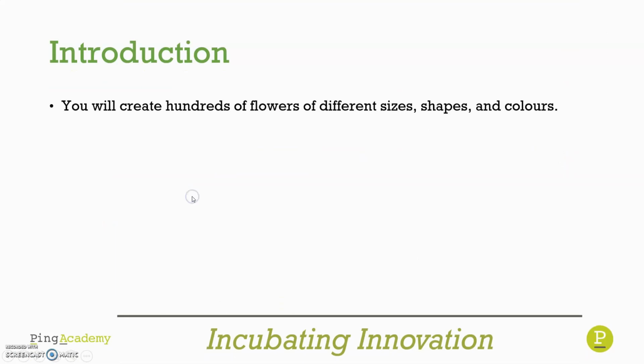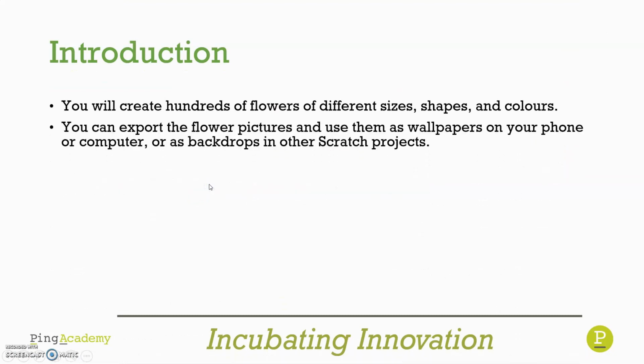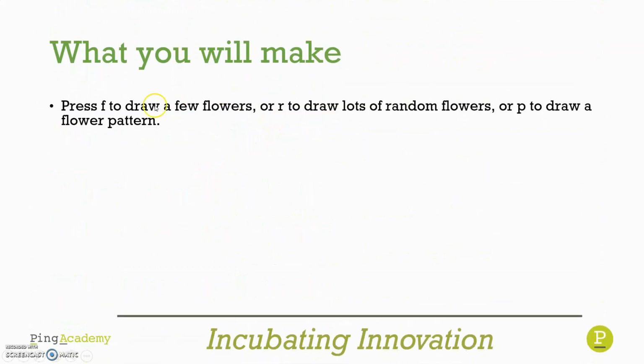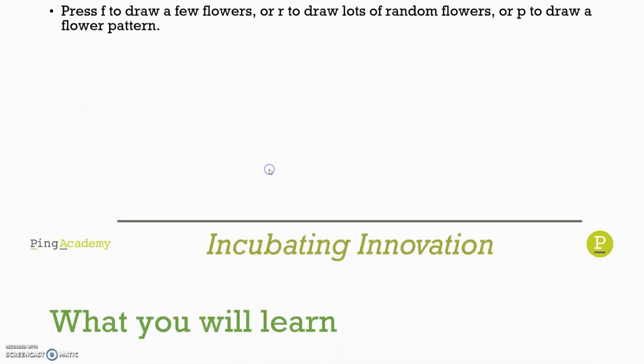In this video, you will create hundreds of flowers of different sizes, shapes, and colors. You can export the flower pictures and use them as wallpapers on your phone or computer or as backdrops in other Scratch projects. Press F to draw a few flowers, or R to draw lots of random flowers, or P to draw a flower pattern.